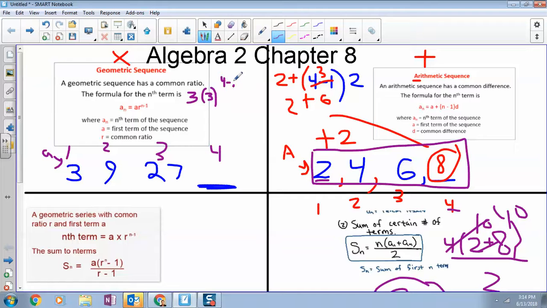Alright, so let's do that first. 4 minus 1 is 3, right? So 3 to the third power is 27. So we end up with 3 times 27. 3 times 27 is 81. So that would be our next term in our sequence.